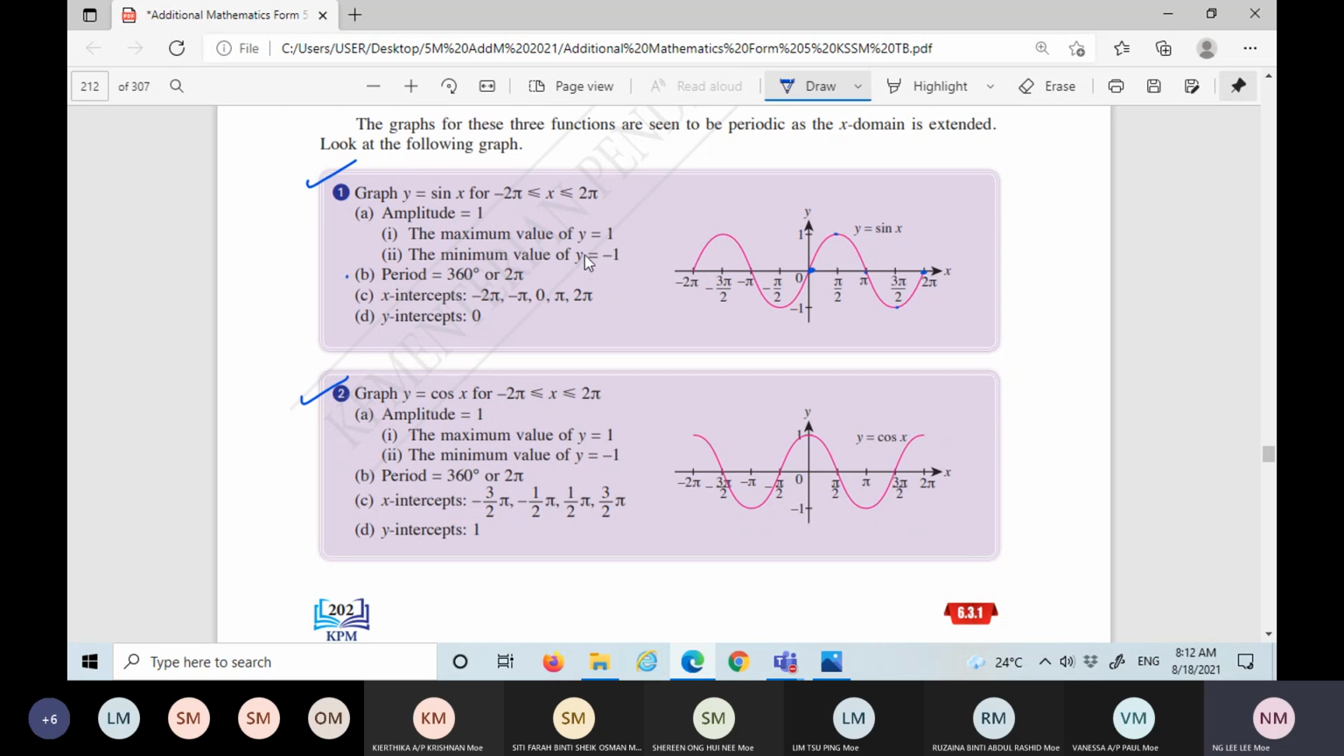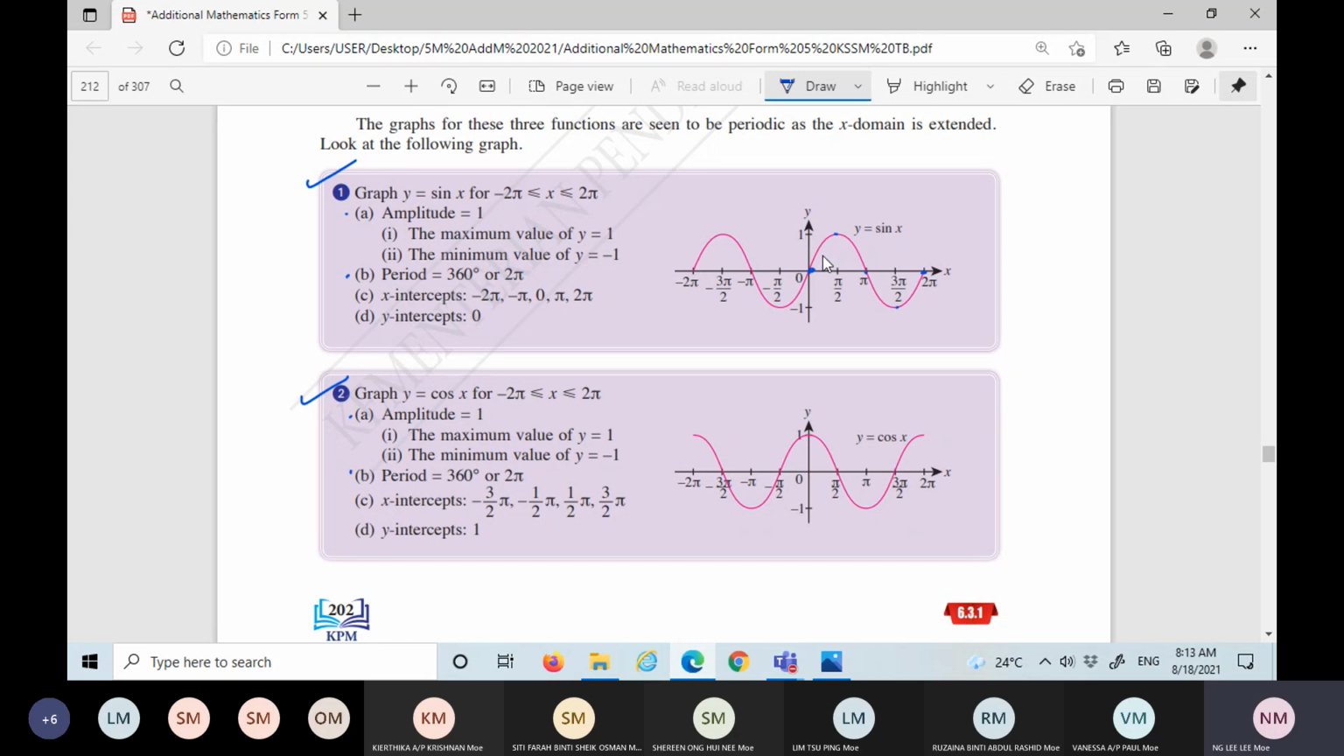Okay, amplitude is 1, maximum, minimum. So you see for part A, amplitude is 1, maximum, minimum, for sine x and cos x, the same. Period is still the same. But for the x-intercept and the y-intercept, they are different. So we go to the x-intercept.